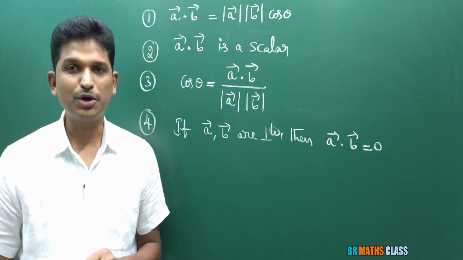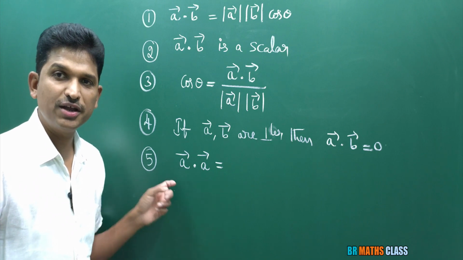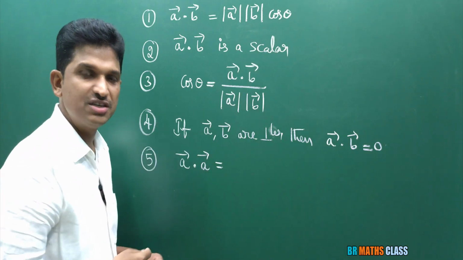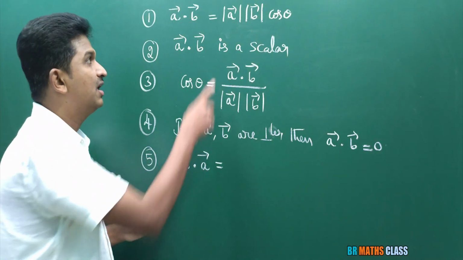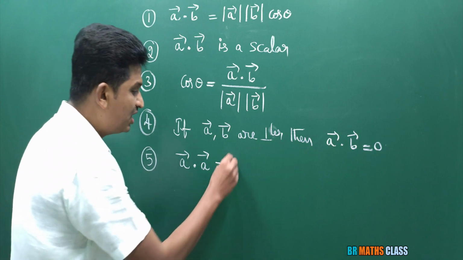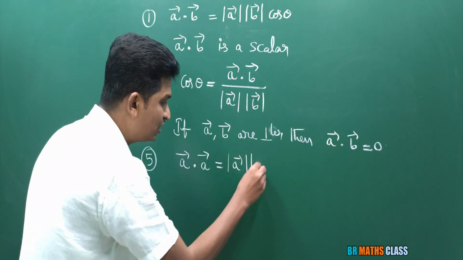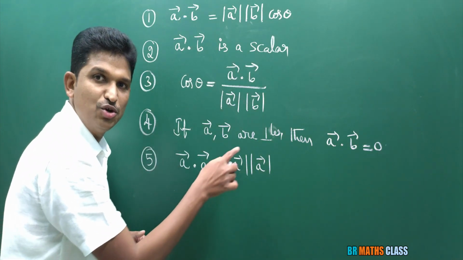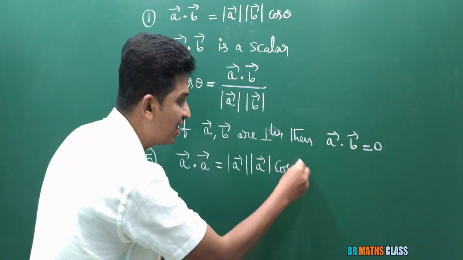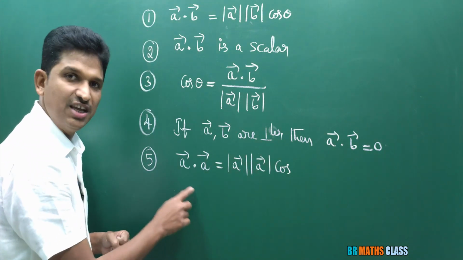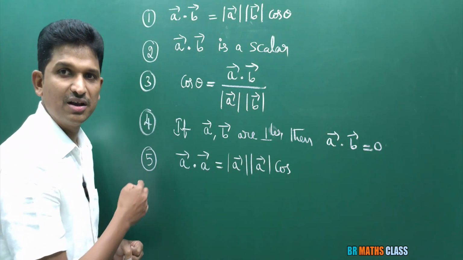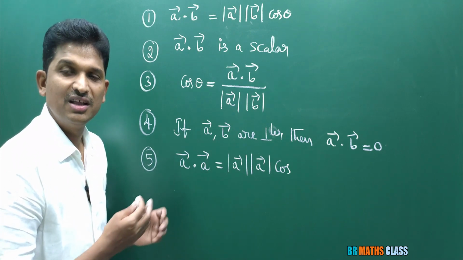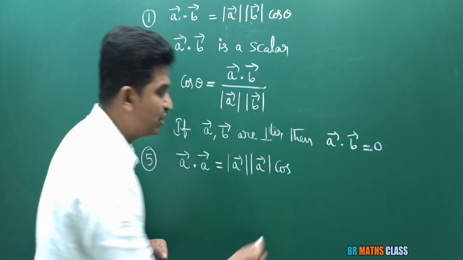Okay. Now, fifth point. What is A bar dot A bar? You know, A bar dot B bar is magnitude of A bar into magnitude of B bar into cos theta. What is A bar dot A bar? As per this formula, A bar dot A bar is magnitude of A bar into magnitude of B bar, here B bar also A bar. Magnitude of A bar into magnitude of A bar into cos theta. What is theta? Theta is the angle between the vectors A bar comma A bar. They are the same vectors now. What is the angle between A bar comma A bar? The angle between A bar comma A bar is 0 degrees.